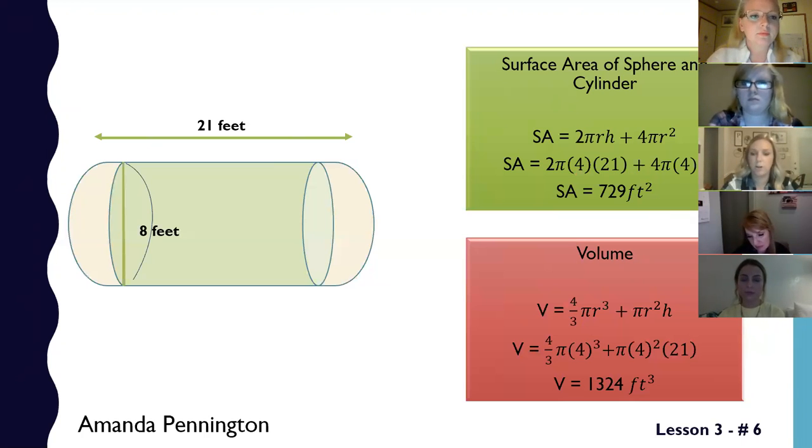So is volume always going to be cubed? Volume is always going to be cubed. Yes, Callie. And that's because it's like a 3D figure. You're filling up the whole figure, all the space filled in. Okay. And so your surface area is always going to be squared? Yes, it is.